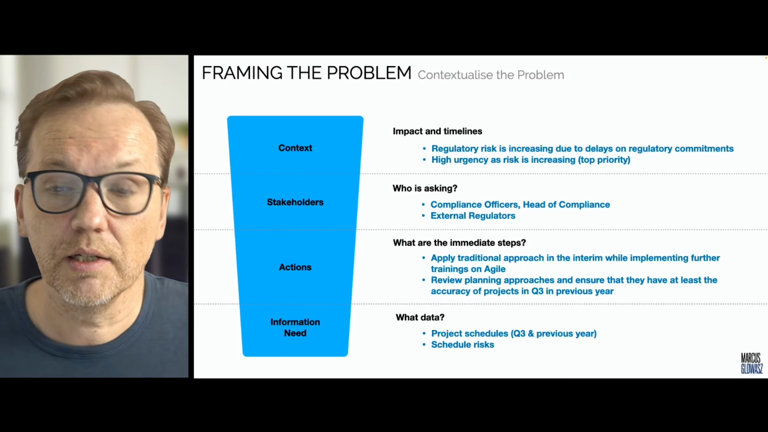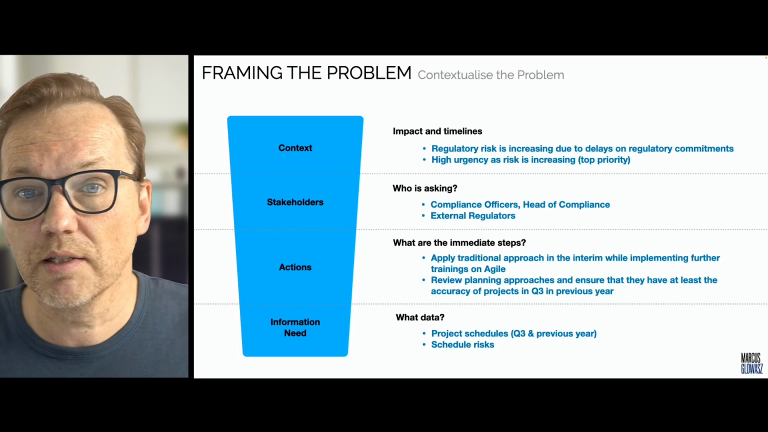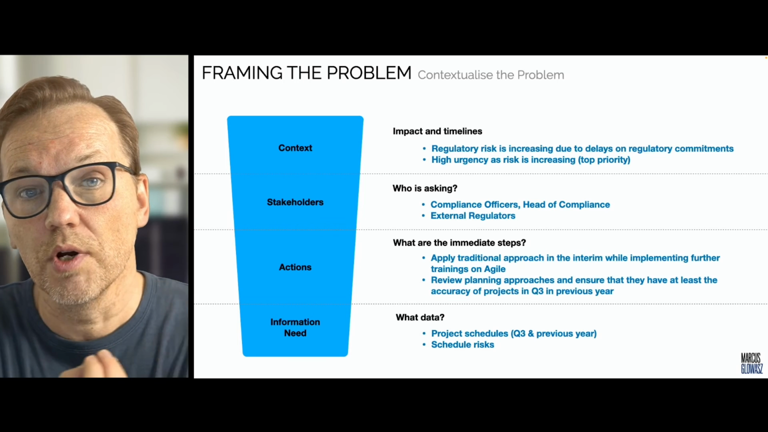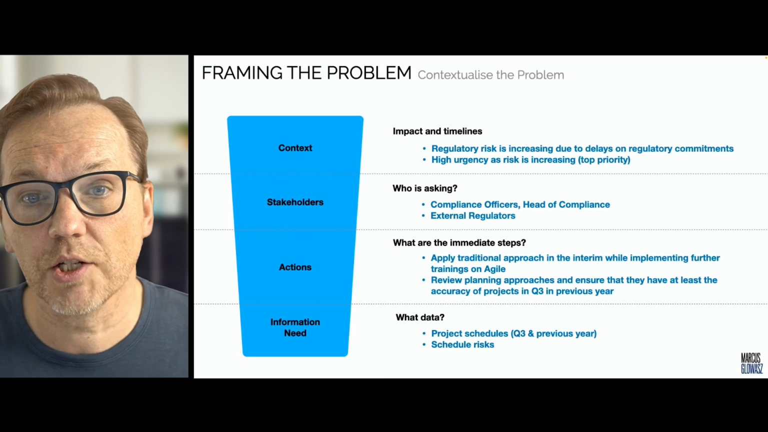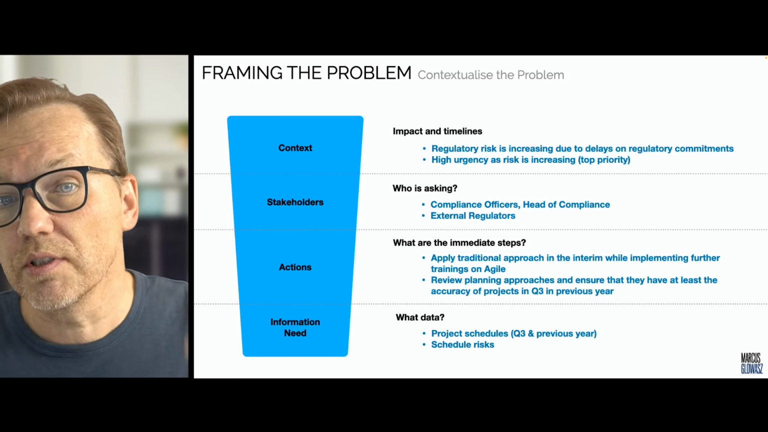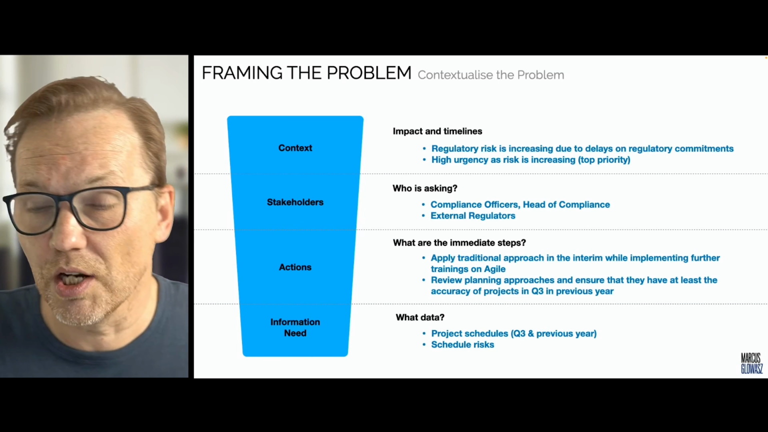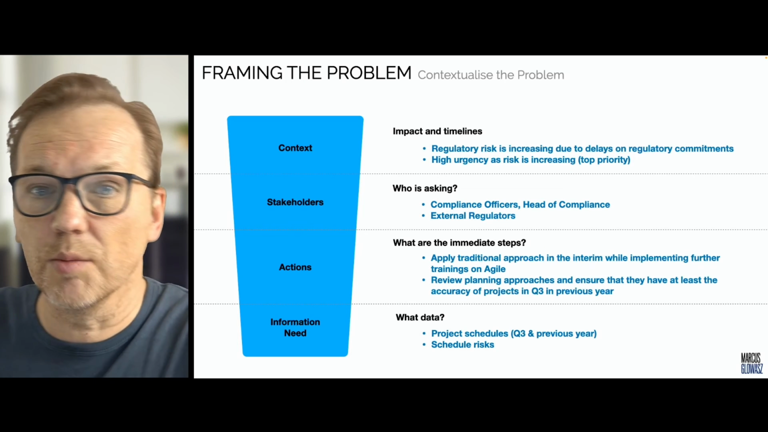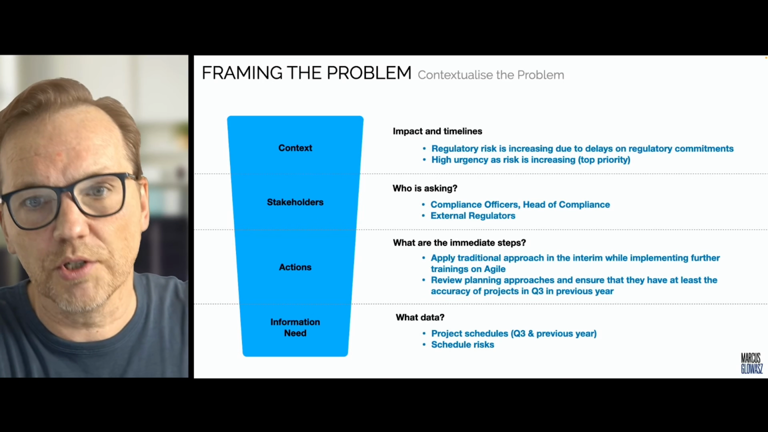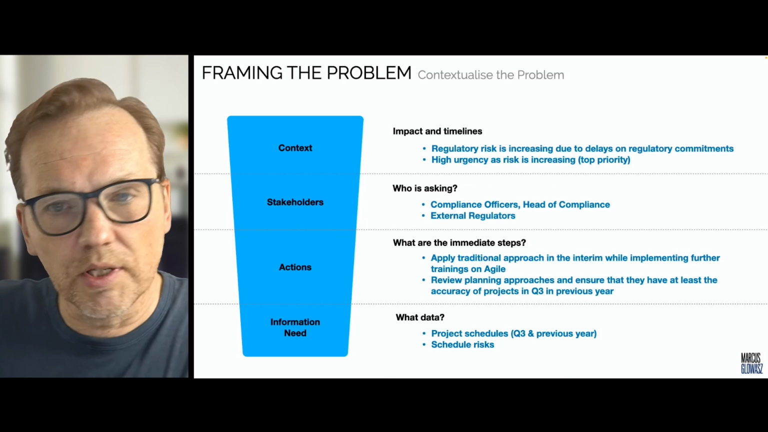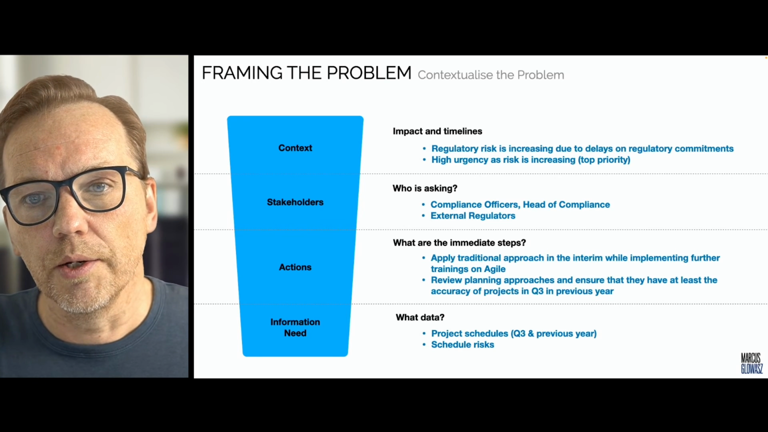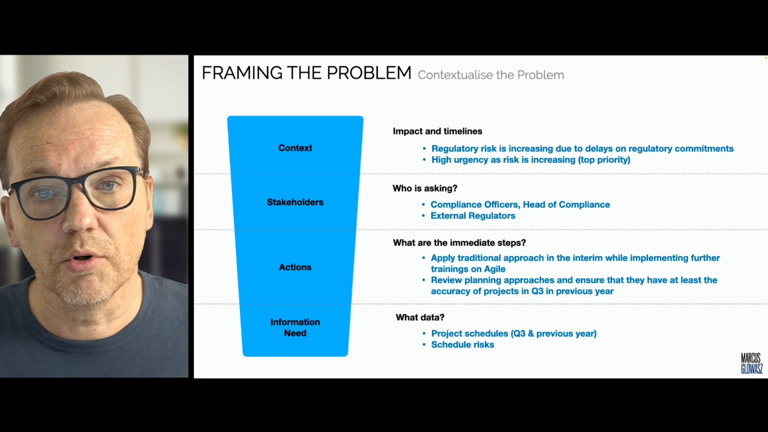And who is actually asking? The head of compliance, compliance people, external regulators. That's all valuable to know because we have to align with them in terms of the next actions. And what are we seeing as the next action in this particular example? We say, that transition to Agile, just park it for a moment, just apply the traditional approach in the interim, and do some more training on the side in Agile so that we actually don't interfere here with our goal to resolve this particular problem.